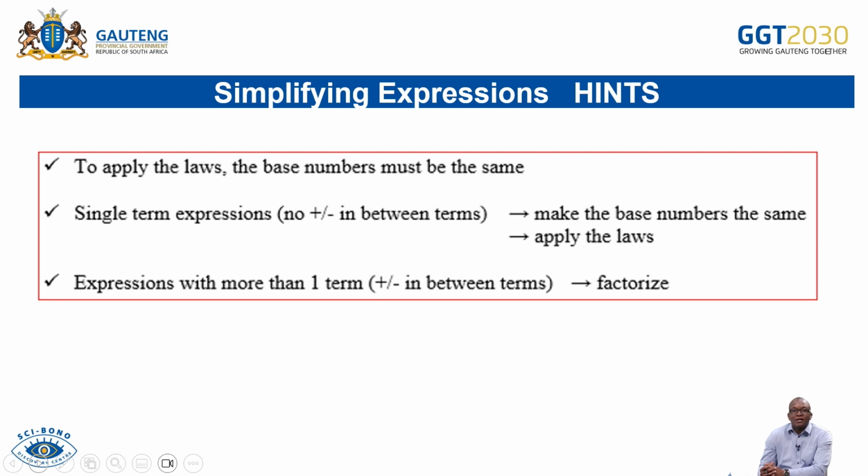And then the single expression, with positive or negative signs in between terms, where you have to make the base the same and apply the laws. And also, you need to know how to take out the common factor. And then the third one, an expression with more than one term between terms, where you factorize. So those are the things that we need to know as we're dealing with simplification.